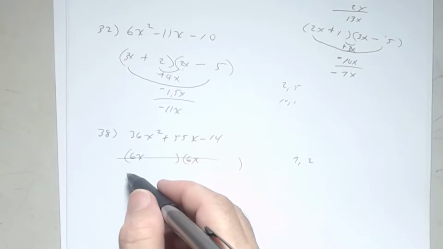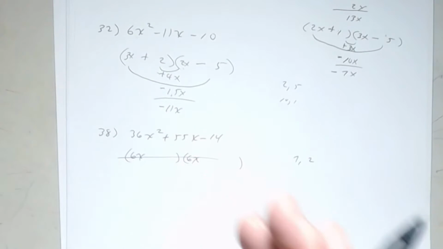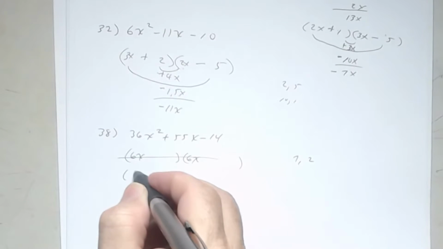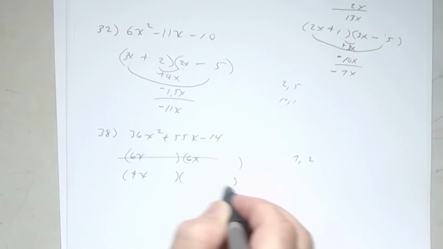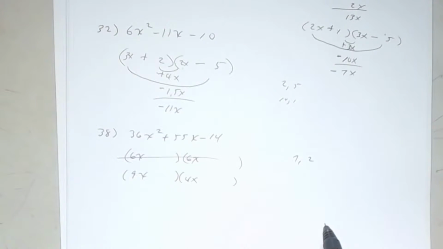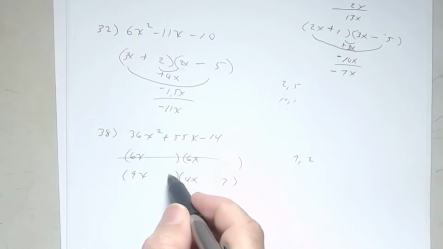3 and 12. 9 and 4. Okay, what do you want to try? We tried 6 and 6 because they were close together. What are the next two closest? 9 and 4. Let's do 9 and 4 and see what happens. Okay, now where would the 7 have to go? With the 4, and the 2 has to go with the 9.